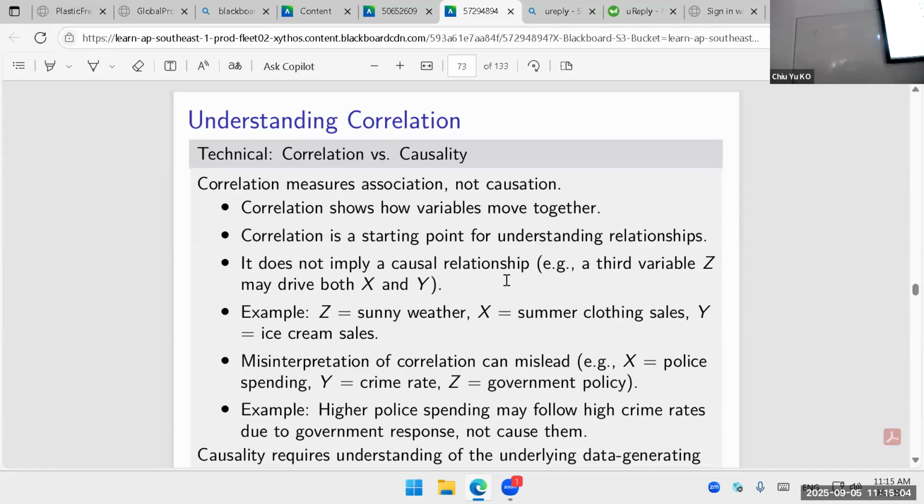And how to establish causality is a PhD level course, at least a master level course. So in undergrad, you never study that. But to go to causality, you would have to go to a master's degree. Okay.